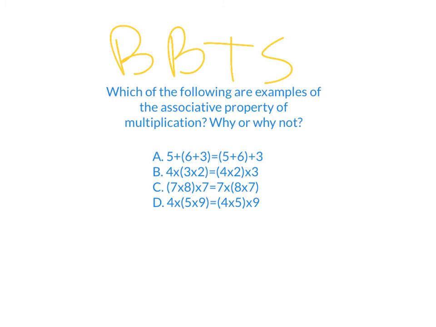What I'm going to ask you to do if you bring back to school is which of the following are examples of the associative property of multiplication, why or why not. So make sure if you think A is, you would tell me why. If you don't think it is, you tell me why not. So for A, B, C, and D, I'm looking for a yes or a no, and I'm also looking for a brief explanation of why.